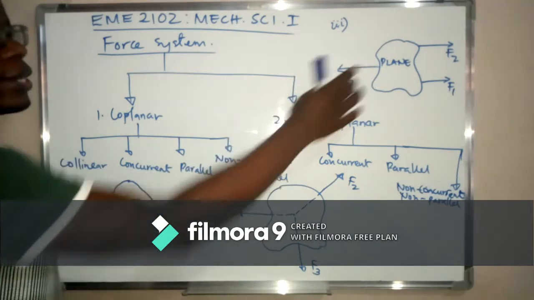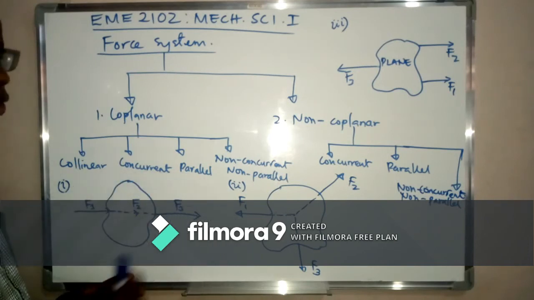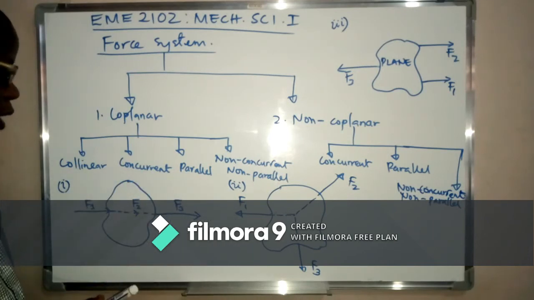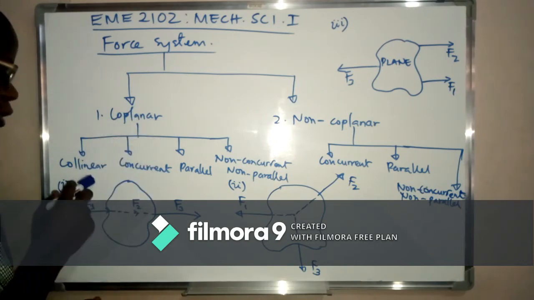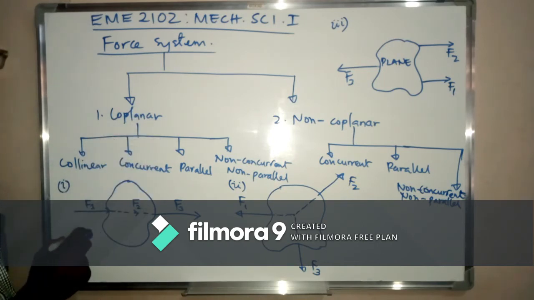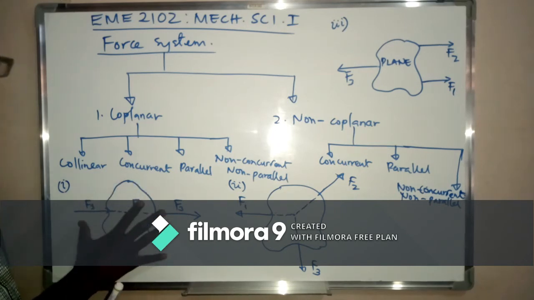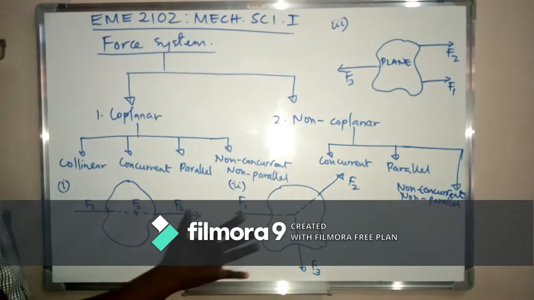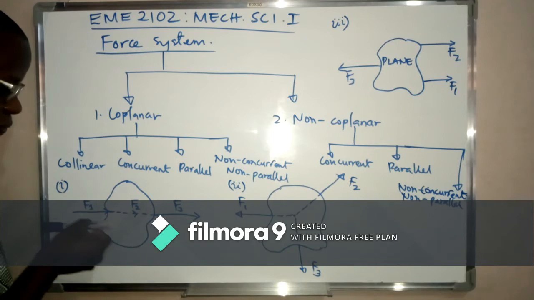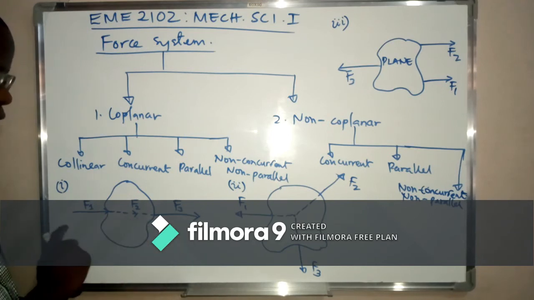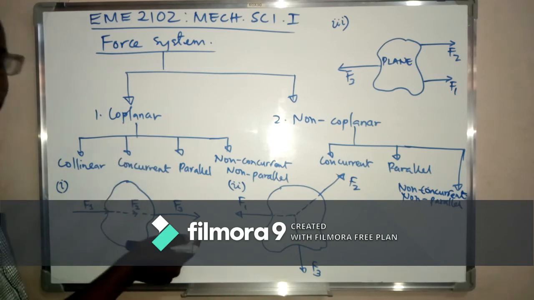These three diagrams will represent whatever we are talking about here, these types of coplanar forces. When you look at collinear forces, let's look at this diagram. We have these three forces acting on a particular plane. Take this whiteboard as a plane. These are the three forces, that is force 1, force 2, and force 3, and they act in a plane, but in a given line.